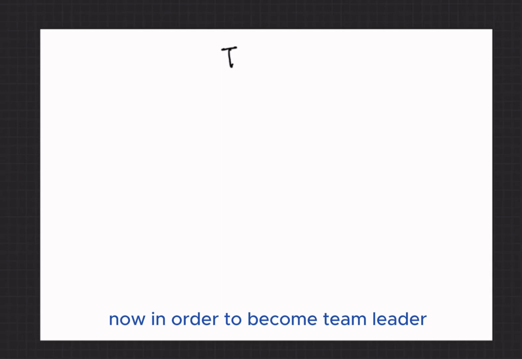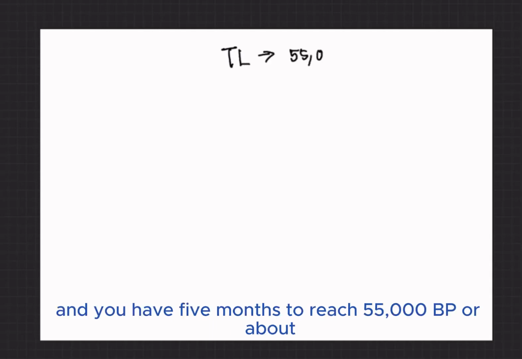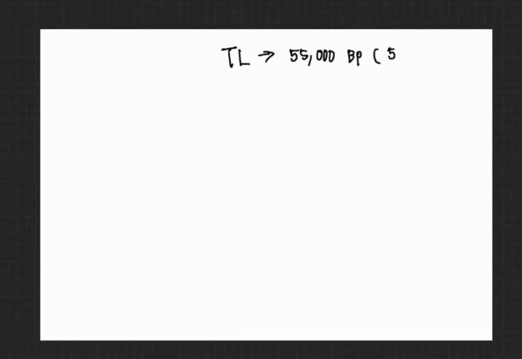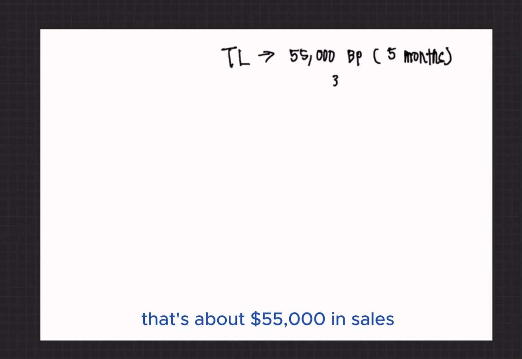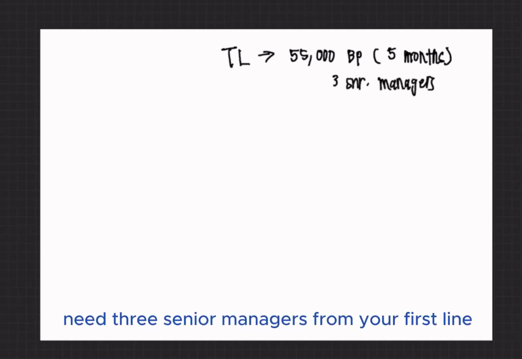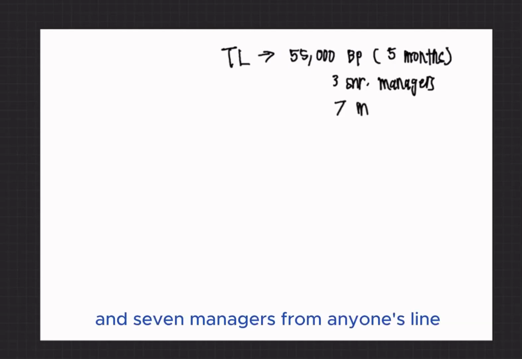Okay, now in order to become team leader, you have 5 months to reach 50,000 BP. Sorry, I said 55,000, that's wrong, it's 50,000 BP, and you have 5 months to get there. That's about $55,000 in sales. You also need 3 senior managers from your first line and 7 managers from anyone's line.